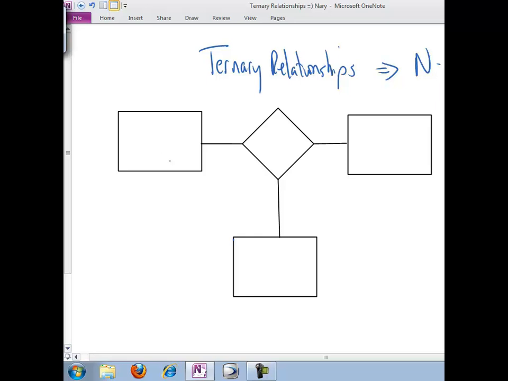Although keeping track of exactly what's going on in relationships higher than three, higher than ternary, is a little bit tricky. As a matter of fact, ternary relationships can be a little bit tricky. But I think with a little time and effort, you can get a grasp of what's going on with them. So I think the best thing to do is to go right into a concrete example. So here's our concrete example.